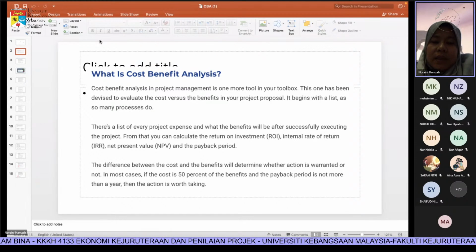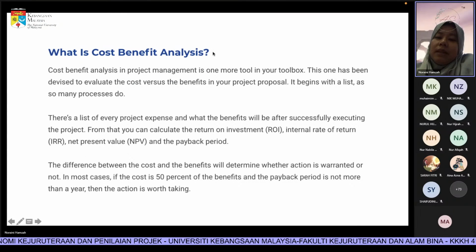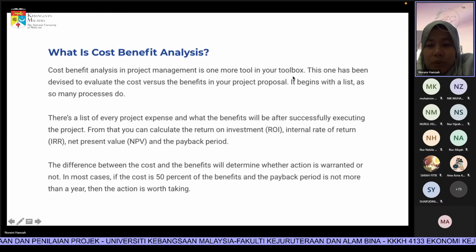CBA ni apa? CBA ni is one more, sekejap kita buka slide. Okay. Is one more tool in your toolbox. Besar dah pula toolbox tu kan. Banyak dah tool dalam toolbox ni. Dia adalah sebenarnya satu lagi tools untuk you evaluate, untuk bantu you dalam membuat decision making which project that you want to choose.